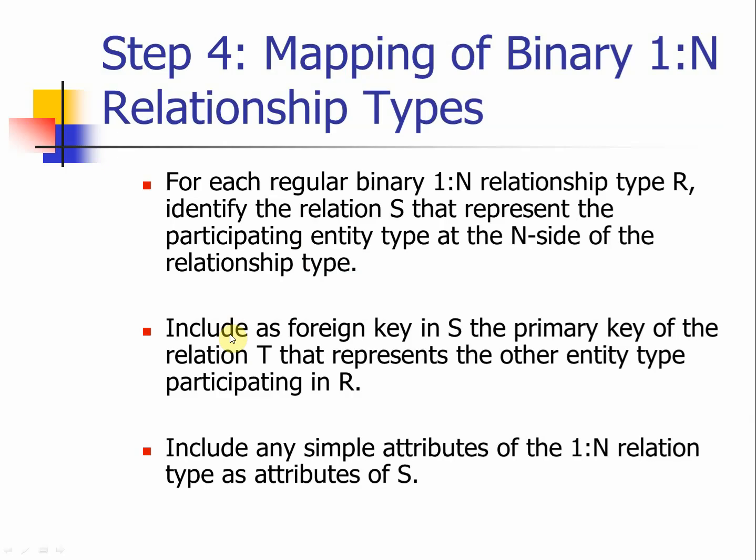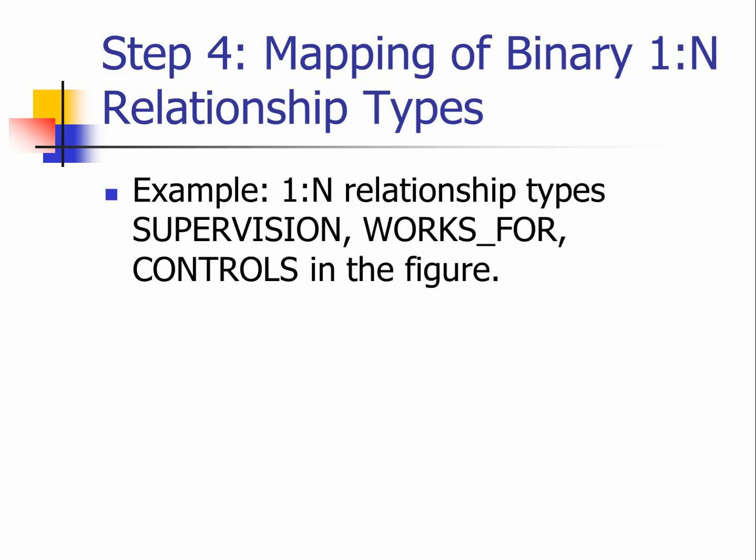What this will need to do is include as a foreign key in S the primary key of the relation T that represents the other entity type participating in R, and include any simple attributes of this 1-to-N relationship type as attributes of S, indicating if this relationship has some attributes, you also need to convert that into the N side.